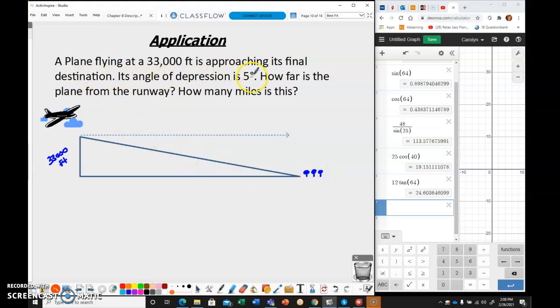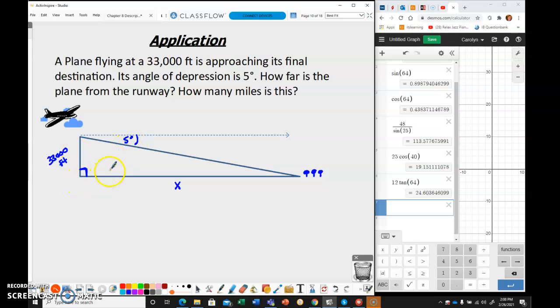Its angle of depression, so from the pilot's viewpoint down, is 5 degrees. So that's actually up there. It's 5 degrees. How far is the plane from the runway? Well, there's my question. We'll make that an X. The problem is, we measure this height of the airplane perpendicular to the ground. So there's where my right triangle is.